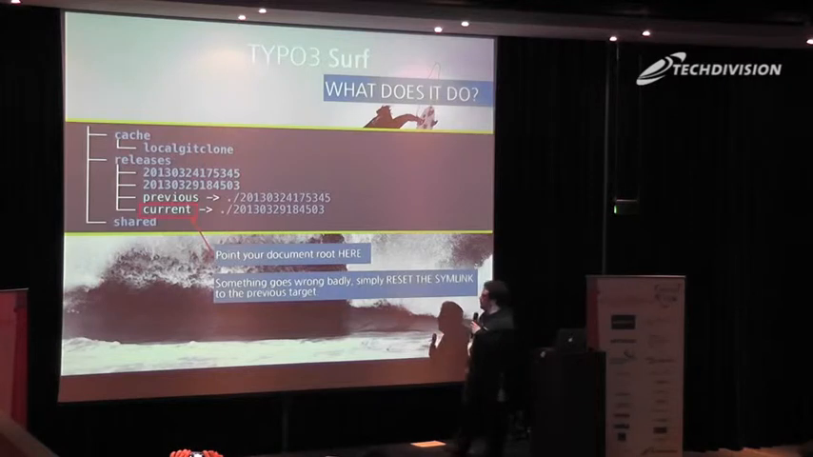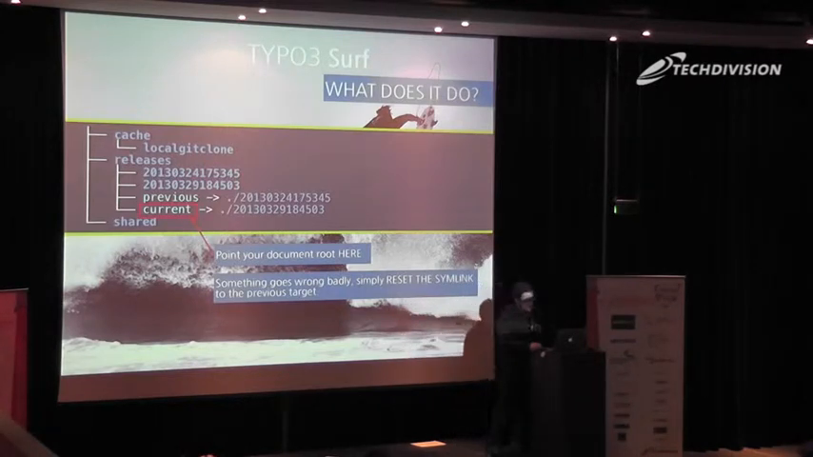Yes, I already said that with the document root. And of course you still have the old release available, so if something goes wrong, if there's a bug you haven't seen, which doesn't happen, of course, because you thoroughly test, so there aren't any bugs. But if you should have overlooked something, it's no problem, you can just switch the current symlink back onto the previous release.